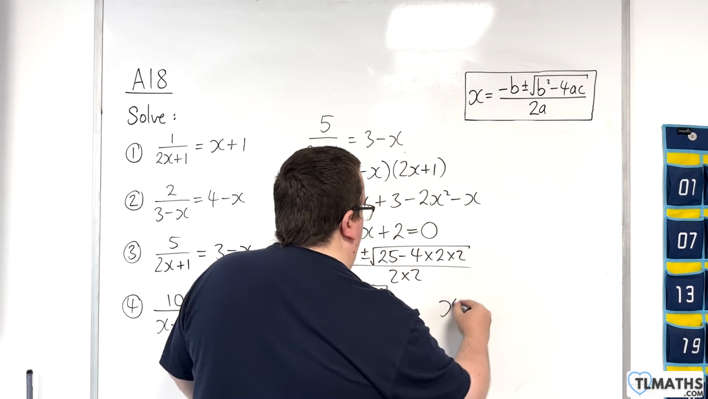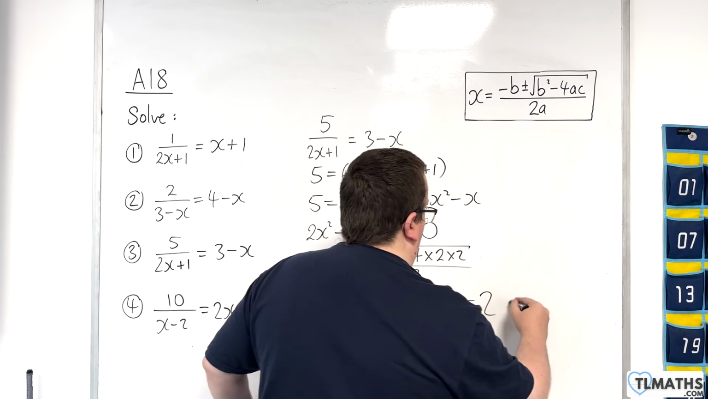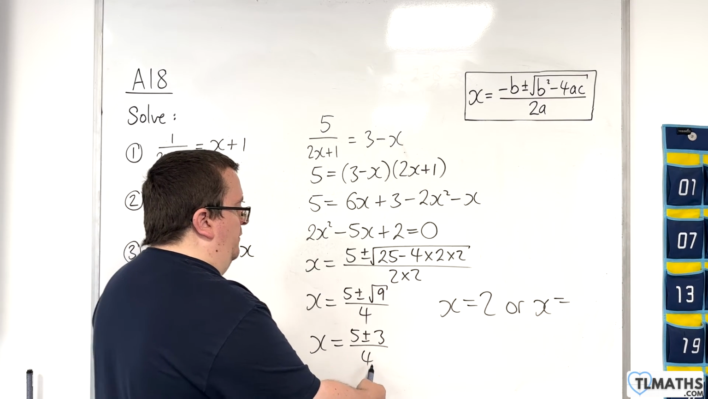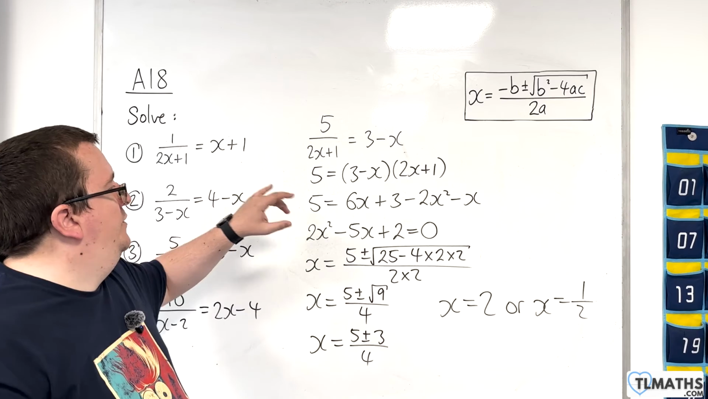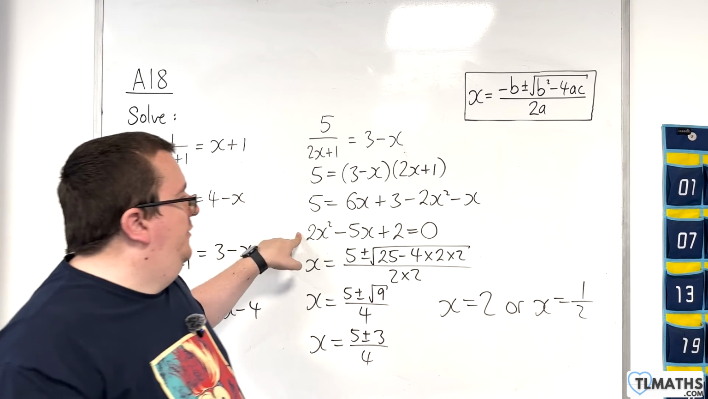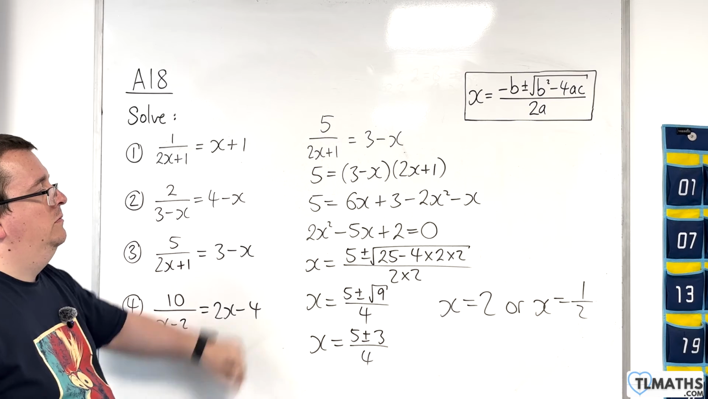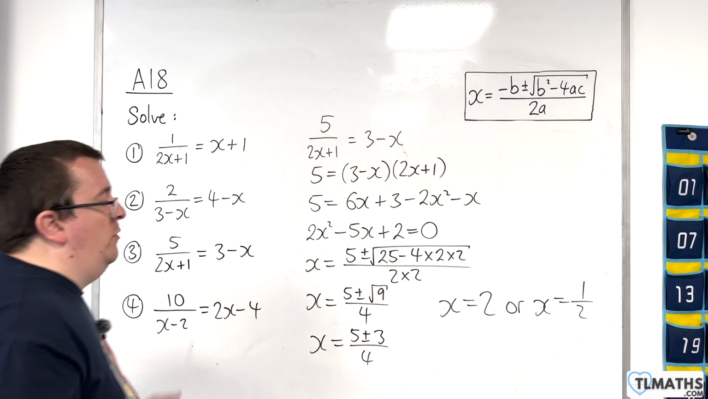Okay, so x is equal to 5 plus 3, which is 8, over 4, which is 2. Or 5 take away 3, which is 2, over 4, which is a half. So this would have factorised 2x minus 1 and x take away 2. Okay, so factorising would have worked.